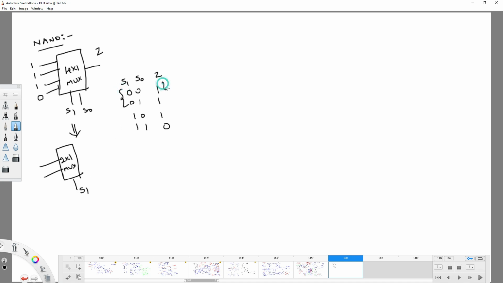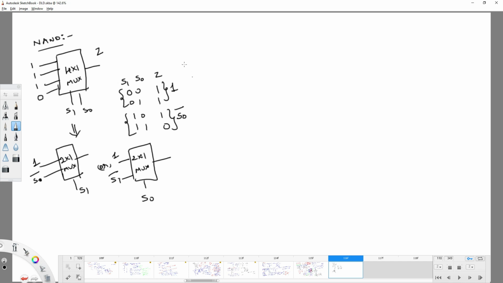When 00 is the input, what is the output you are expecting? 1. When you are having 1 as input, what is the output you are expecting? S0 or S0 bar? S0 bar. So S1 is the select line, and what about the other one? S0 bar. So can I implement the NAND gate also with the help of a multiplexer or not? Yes. Or I can do the other also. With a 2x1 mux, if I take S0 as input, you will get 1 here, and here you will get S1 bar. Okay, fine. This way you can do it.